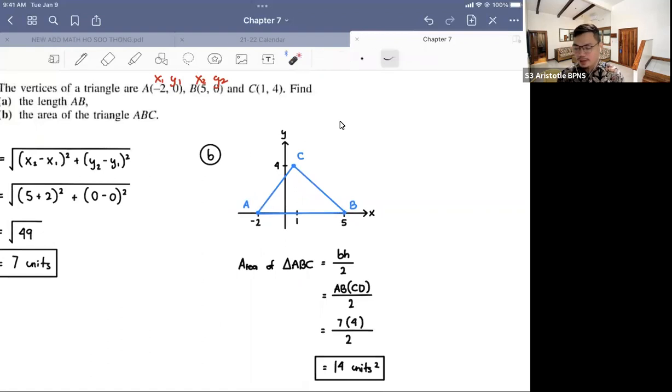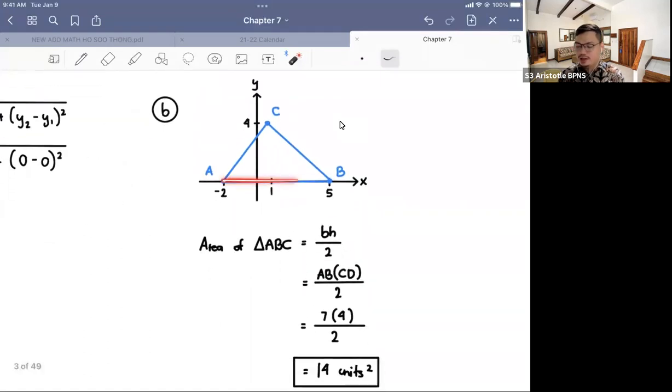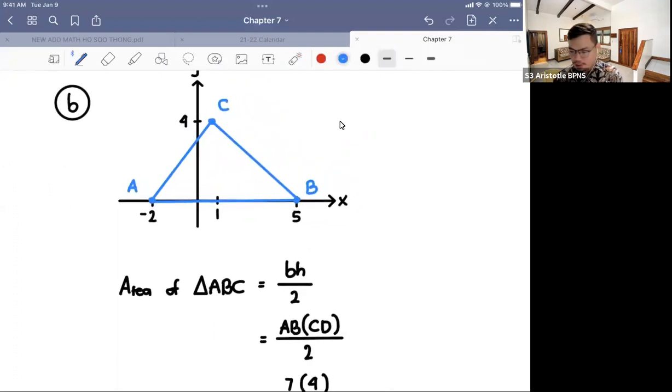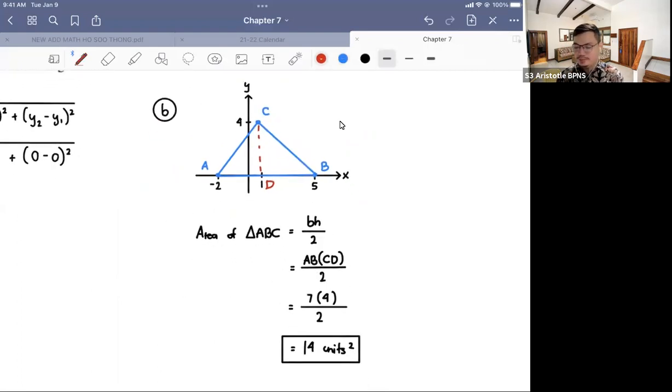Now, to get the area of this triangle, it's base times height divided by 2. My base here is the length of AB, or the distance between A and B, and my height is this. You can draw an additional line to represent the height. I'll name this point D. So my base is AB, my height is CD. You can just count; you don't have to apply the formula every time.